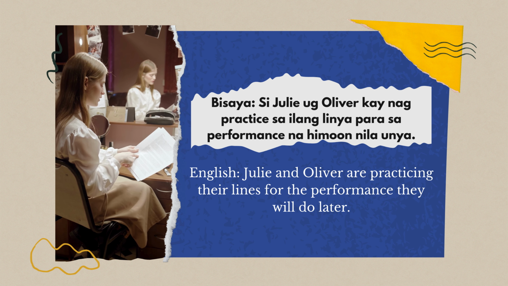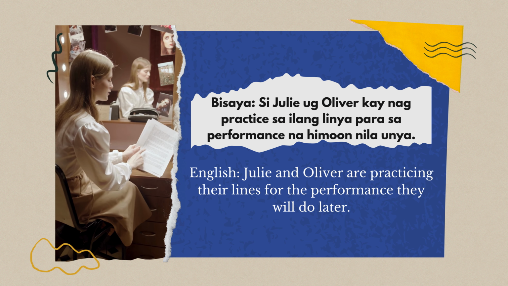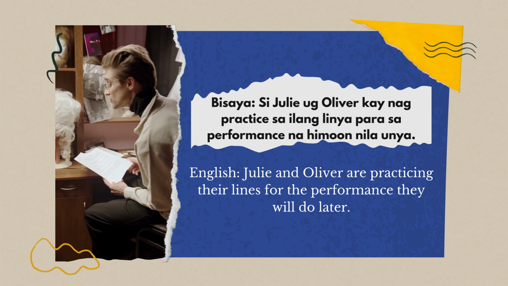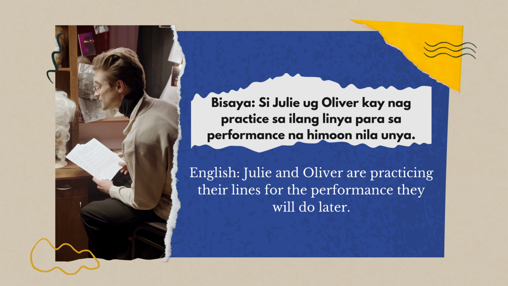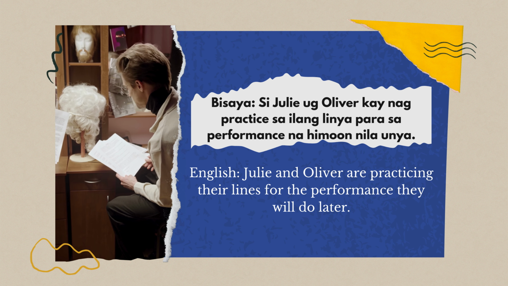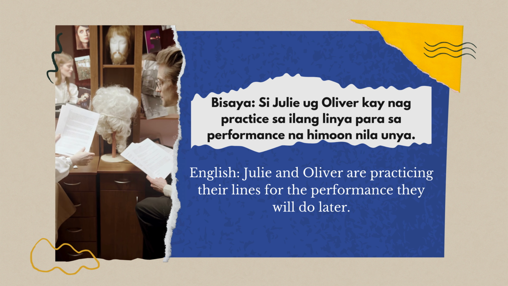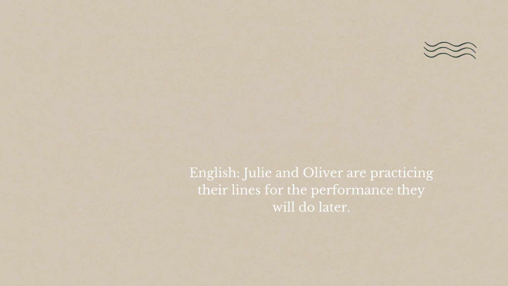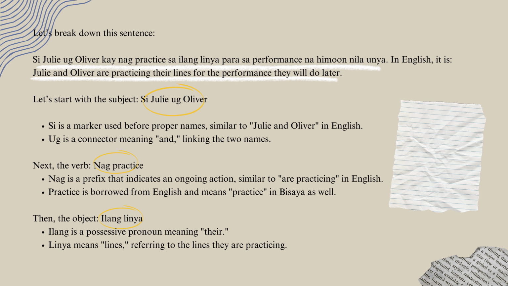Let's take a look at another clip. Let's pretend that their names are Juliet and Oliver. If you describe this, you could say that Juliet and Oliver are practicing their lines for the performance they will do later. In Bisaya, this is si Julie ug Oliver kay nagpractice sa ilang linya para sa performance na himuon nila unya. Let's break down this sentence.